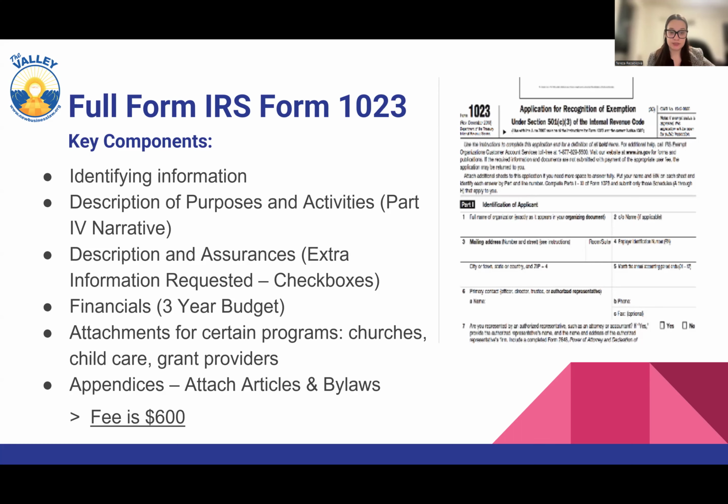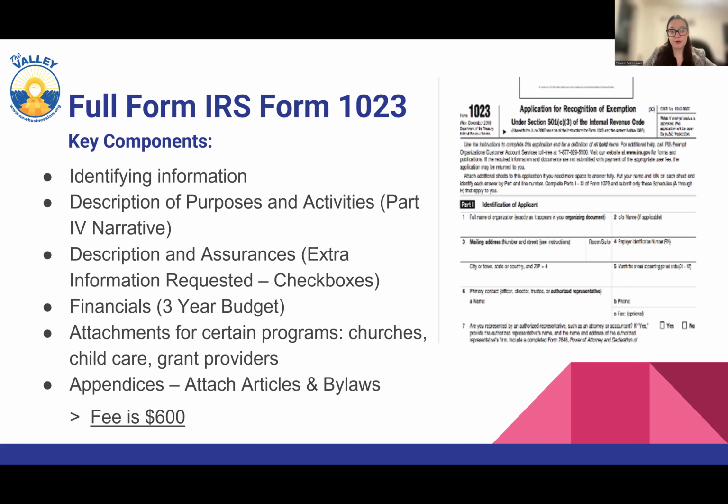Here, the biggest differences are that you will need to provide the description of purposes and activities, which is what we call the narrative part. Later on, if you think that you will be filing the 1023, we will be able to help you draft one of those. And you will also, in this case, need to provide financials. So you will need to provide a simple 3-year budget. They do not ask for too much information, but you'll need to provide some of the sources and some of the expenses that you anticipate.